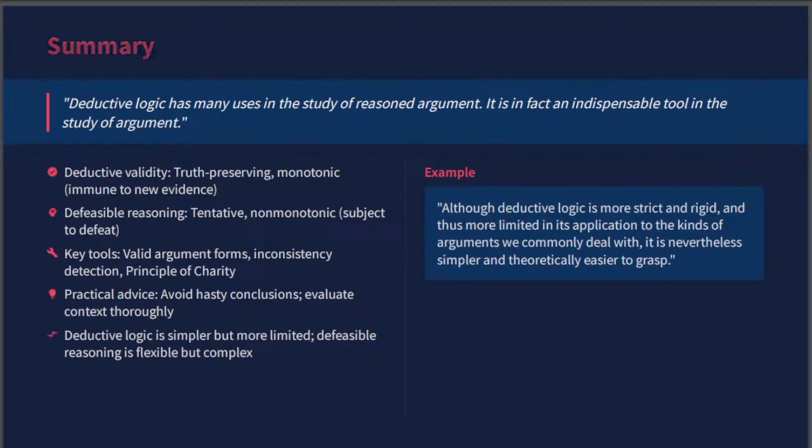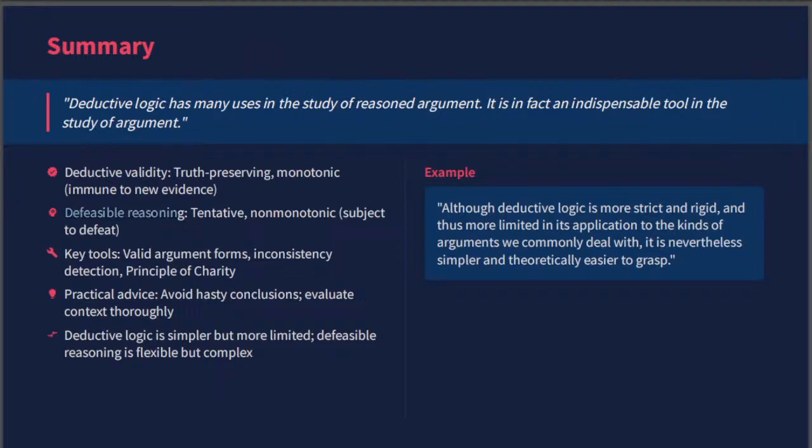All right, so now we're on to the summary. Deductive logic has many uses in the study of reasoned argument. It is, in fact, an indispensable tool in the study of argument. So the deductive validity is truth preserving. It's monotonic, meaning not non-monotonic, meaning it doesn't vary. It's immune to new evidence. So it's truth preserving, the deductive validity.